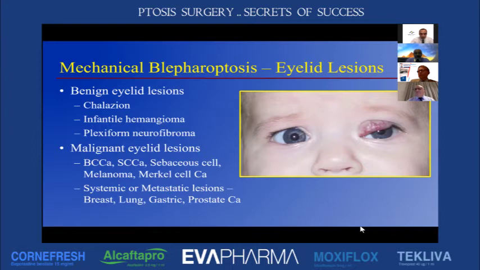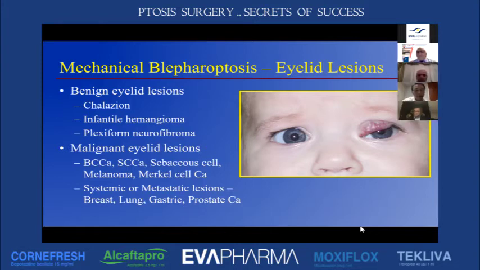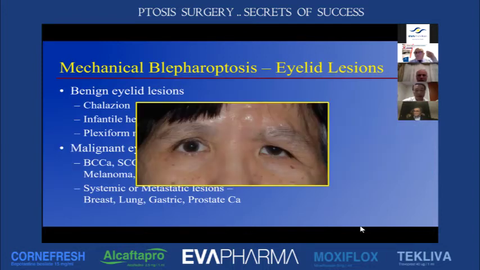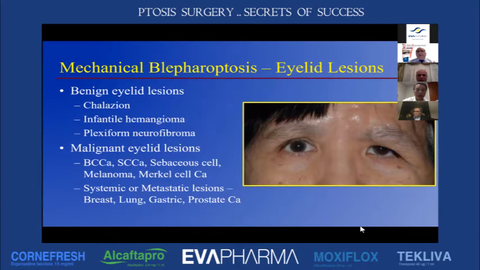And here the consideration is if it's obstructing the visual axis, you'll want to treat that hemangioma either with beta blockers, oral beta blockers, or if not responsive, corticosteroid injections, or with surgery to prevent the development of occlusion amblyopia. Plexiform neurofibromas, oftentimes in patients with neurofibromatosis, can also present with a mechanical ptosis.